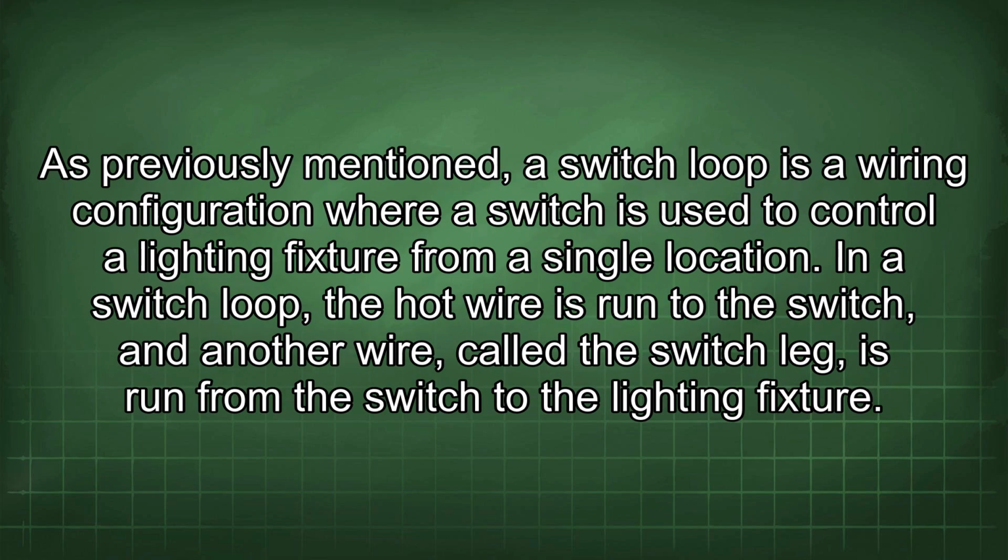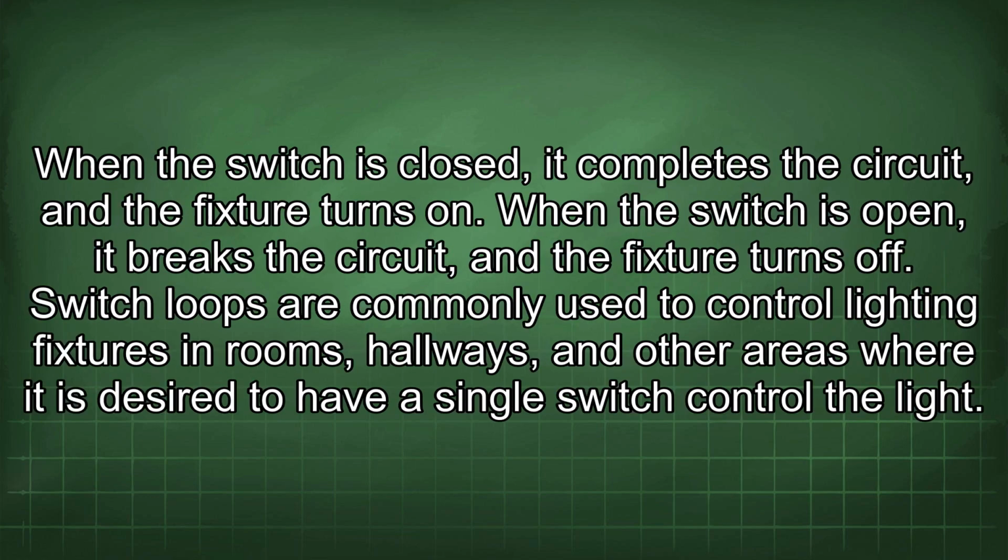As previously mentioned, a switch loop is a wiring configuration where a switch is used to control a lighting fixture from a single location. In a switch loop, the hot wire is run to the switch, and another wire, called the switch leg, is run from the switch to the lighting fixture. When this switch is closed, it completes the circuit and the fixture turns on. When the switch is open, it breaks the circuit and the fixture turns off.